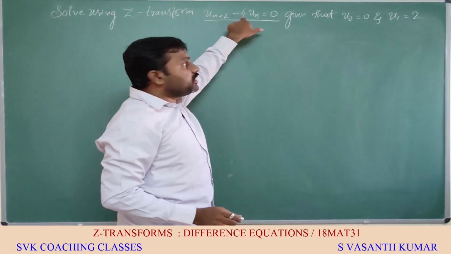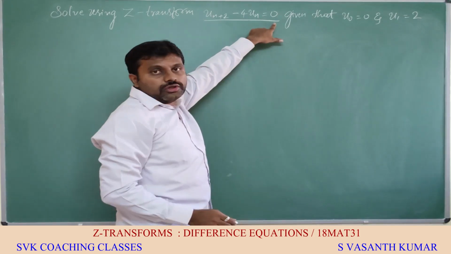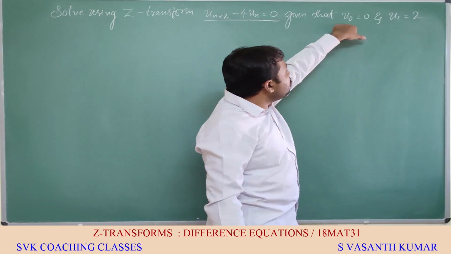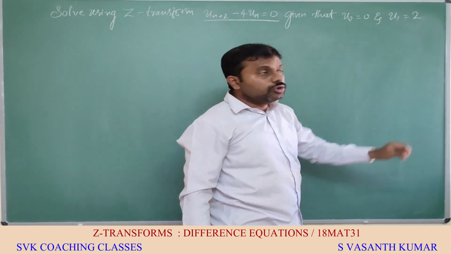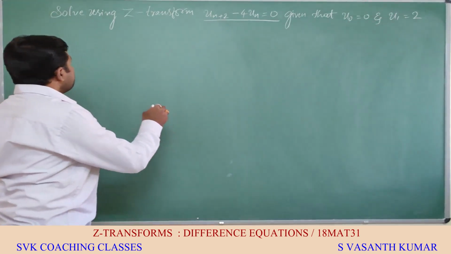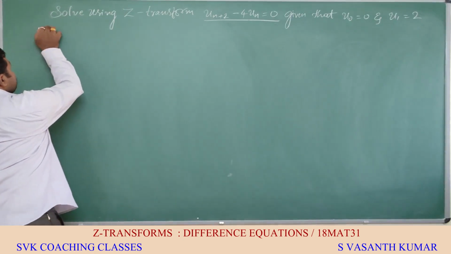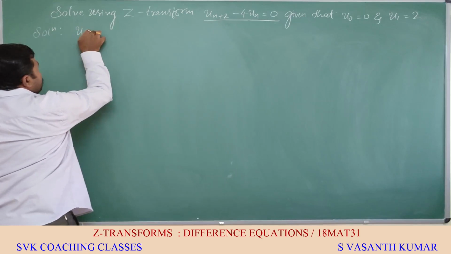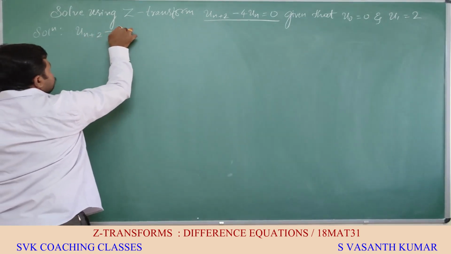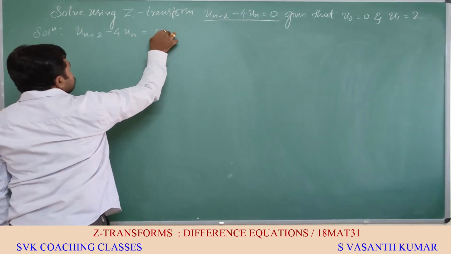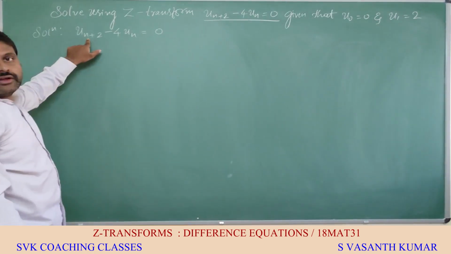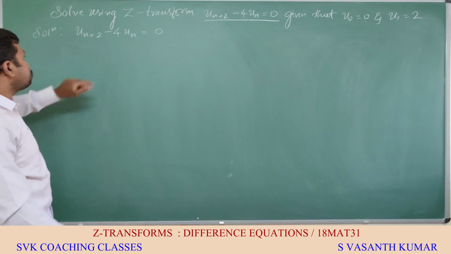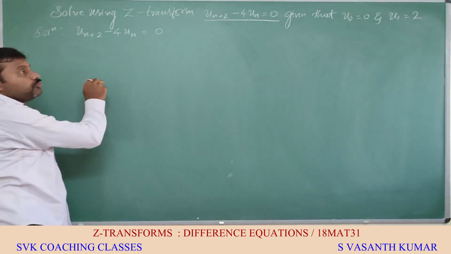u(n+2) minus 4u(n) equal to 0, given the initial conditions u0 equal to 0 and u1 equal to 2. So consider the difference equation and go with the solution. Consider the difference equation u(n+2) minus 4u(n) equal to 0. After noting down the given difference equation, now take Z transform on both the sides.